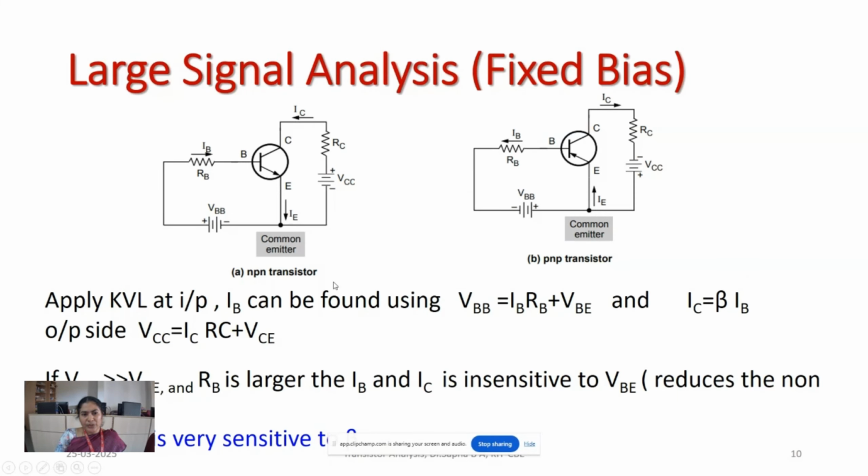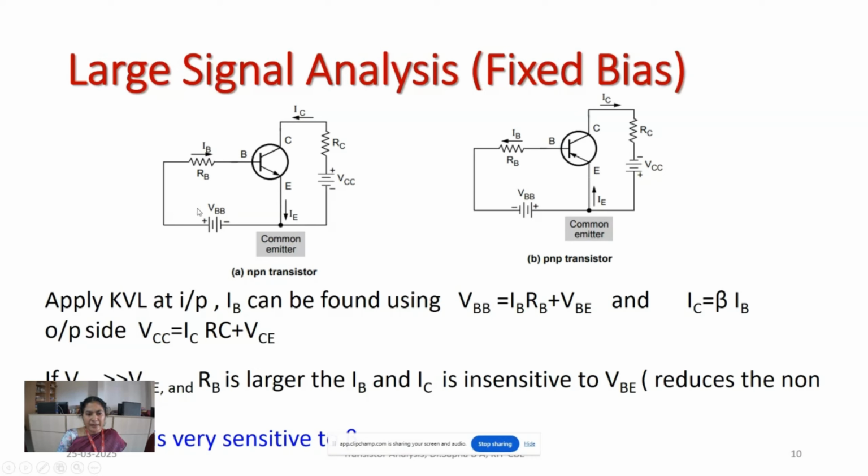So we move on to the different biasing analysis. The first biasing is called fixed biasing. We'll consider the same analysis using circuits. The first large signal analysis can be done by using biasing of the transistor, that is a fixed bias. This is for the NPN transistor and this is for the PNP transistor. We can differentiate with respect to the emitter arrowhead. We know that the direction of current for the base and the collector is towards the transistor, and the emitter current will be away from the transistor.